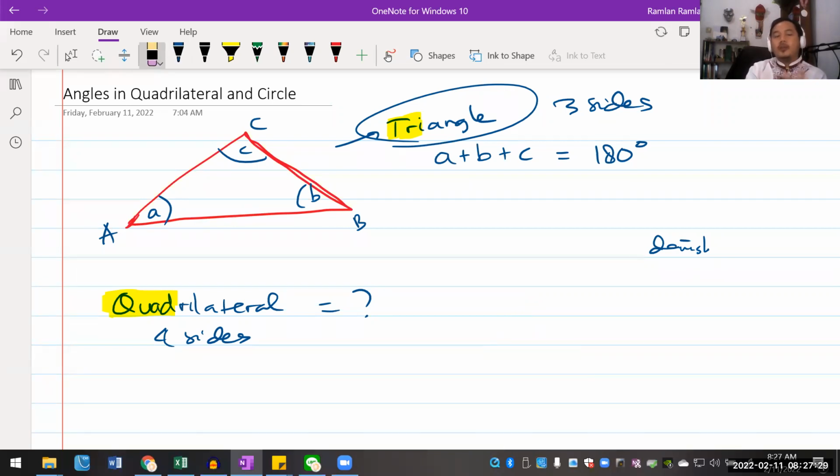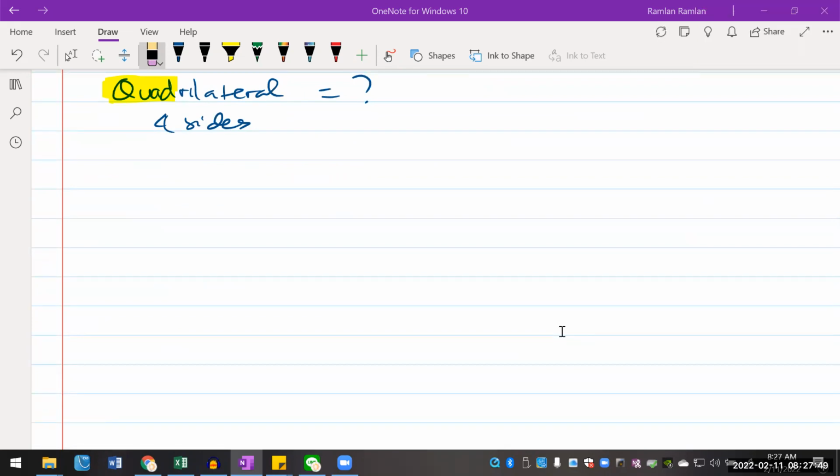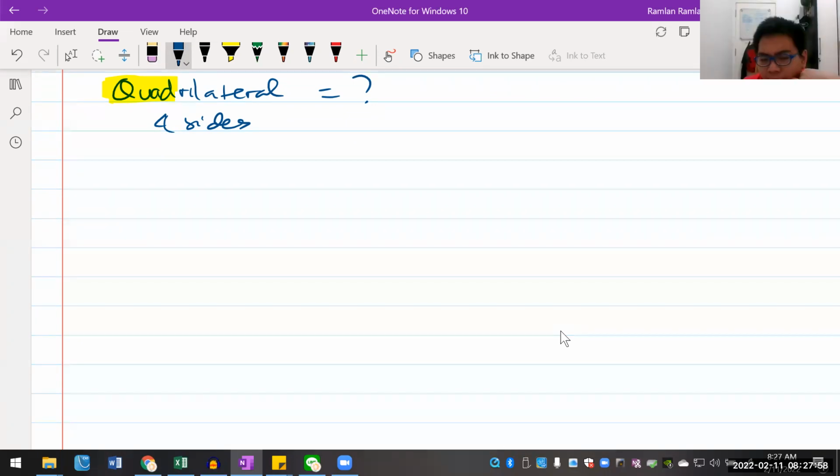So let's go back here again. In a quadrilateral we have 4 sides. Can anyone tell me, when you were learning in elementary school you already learned about two-dimensional shapes, right? Do you still remember what the shapes are that have 4 sides? Idris, name one two-dimensional shape that has 4 sides. Square. Okay, very good, thank you.